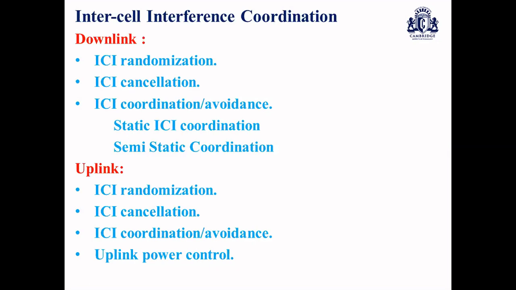ICI randomization has been applied in systems such as UMTS, Universal Mobile Telecommunications System. When we talk about ICI cancellation, if the user entity is able to decode the interfering signal, it can regenerate and subtract it from the desired signal. This is obtained by using multi-user detection at the user entity, where each mobile station will have a multi-user detector.